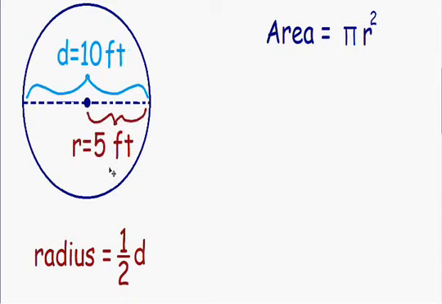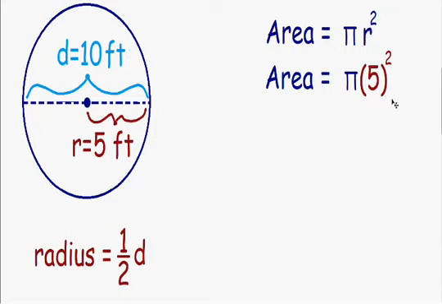And once we have our radius, we can plug it into our formula. Once again, our formula is the area is equal to pi r squared. So the first thing I'm going to do is plug my radius, which is 5, in for r. So now notice, instead of writing r squared, I wrote 5 squared, since our radius is equal to 5.